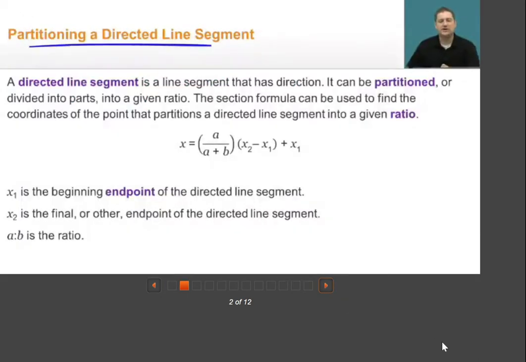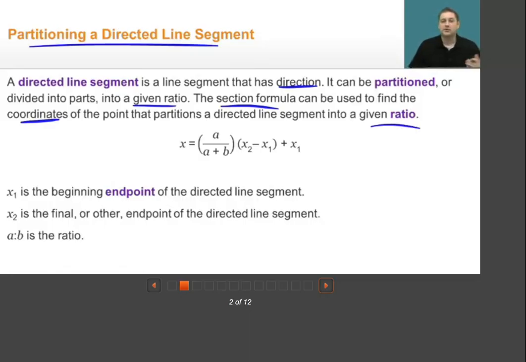Let's take a look at partitioning a directed line segment. A directed line segment is just a line segment that has direction. And we can partition or divide this up into parts given a specific ratio. A formula, the section formula, allows us to do just that. It identifies the coordinates on a number line of the specific point that divides it into the ratio that we want.